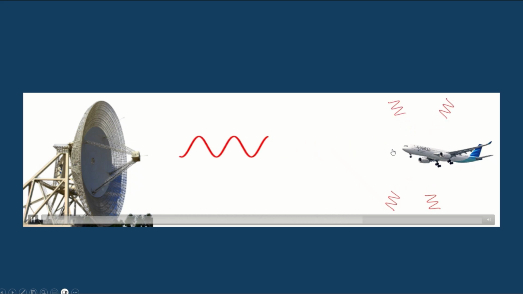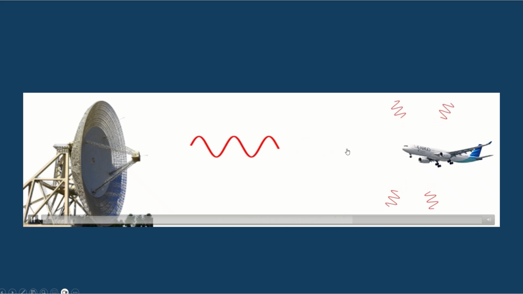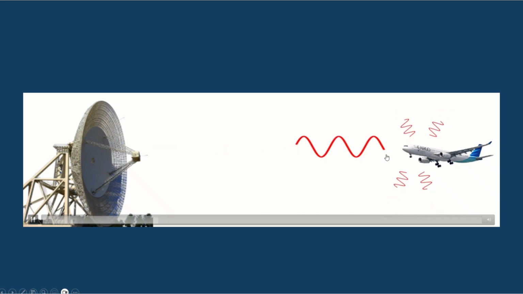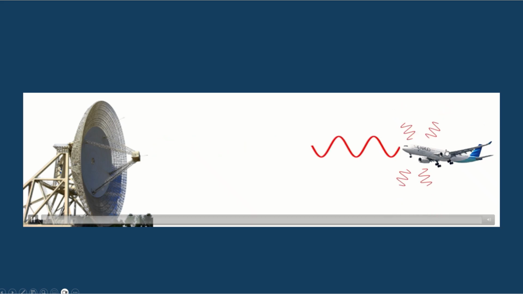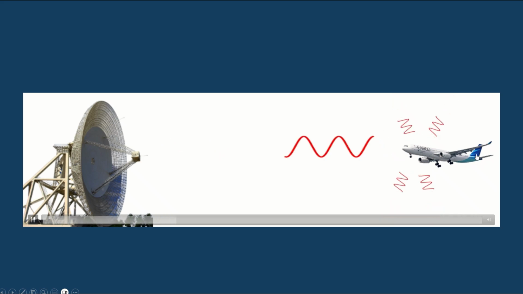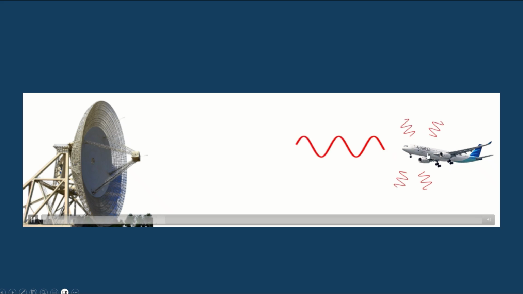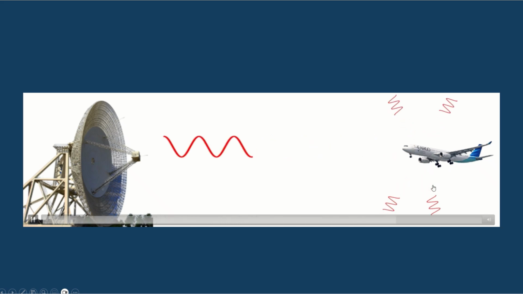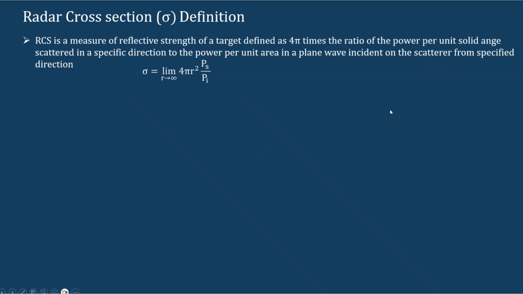The RCS of the target actually depends upon from where we are viewing the object. If we view the object from here, the RCS will be different, and if we view the object from here, the RCS will be different. So the RCS depends upon the observation point and it gives an indication about the total reflectivity of the target in that particular direction. So this is the definition of the RCS of targets. Let's see how it is derived.